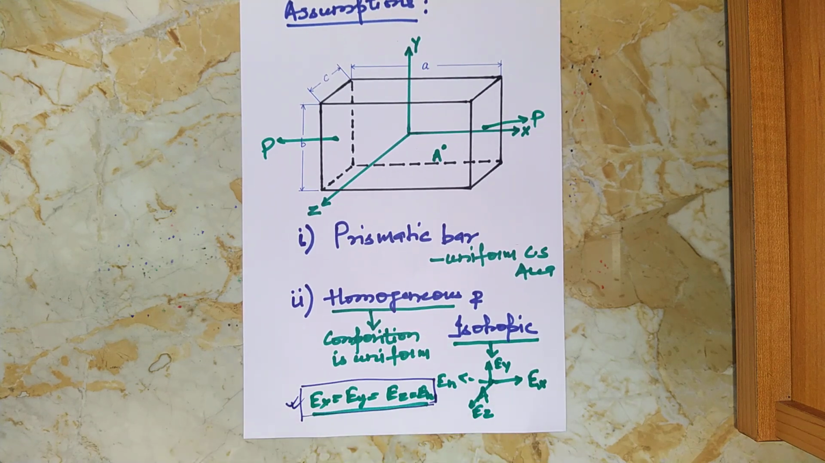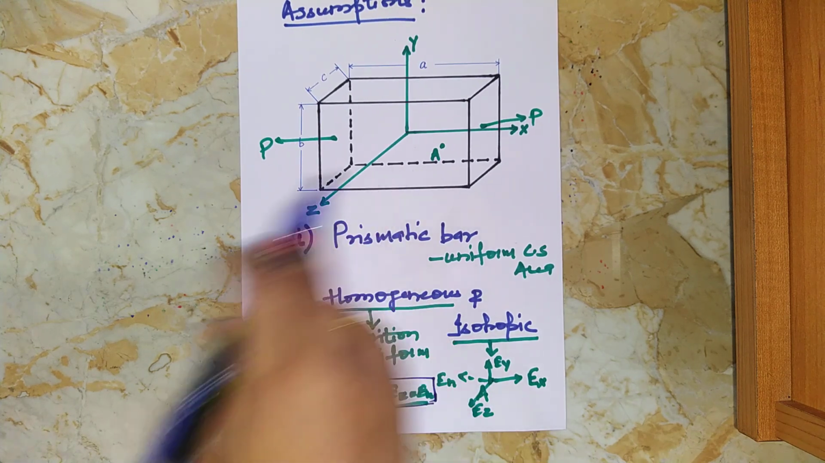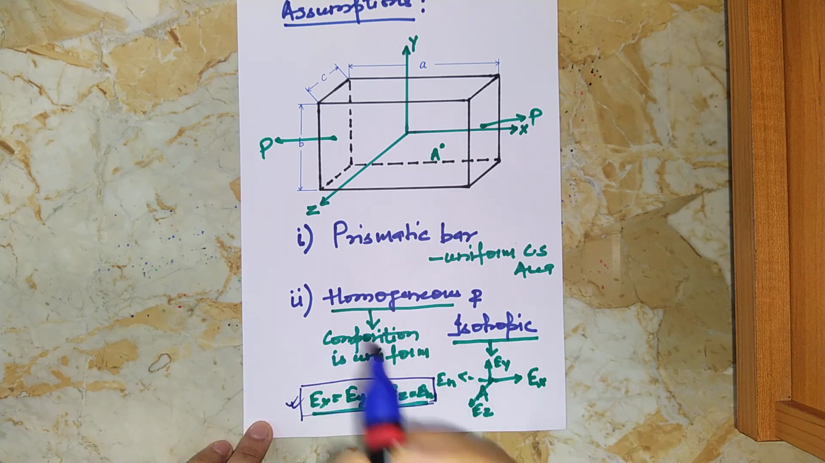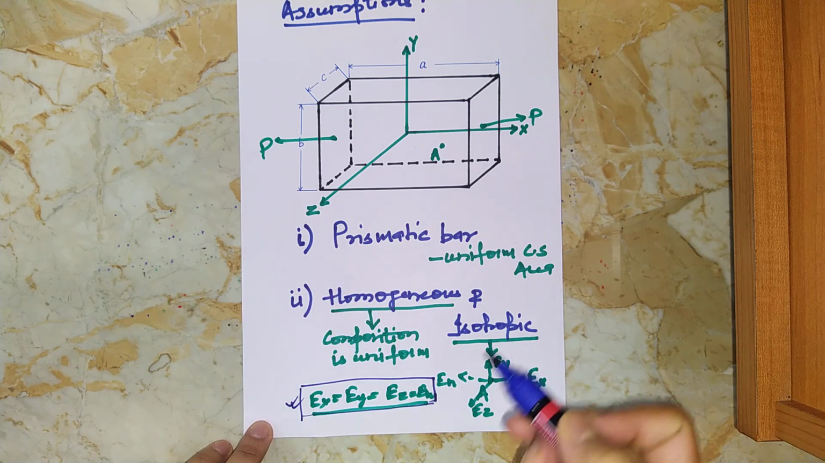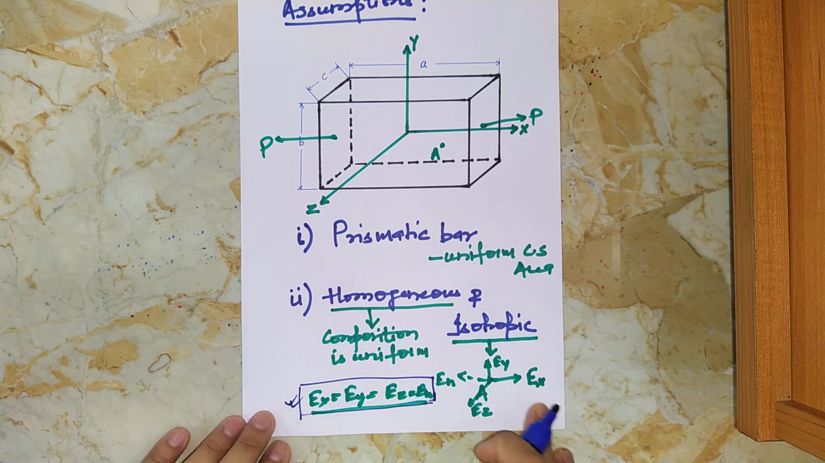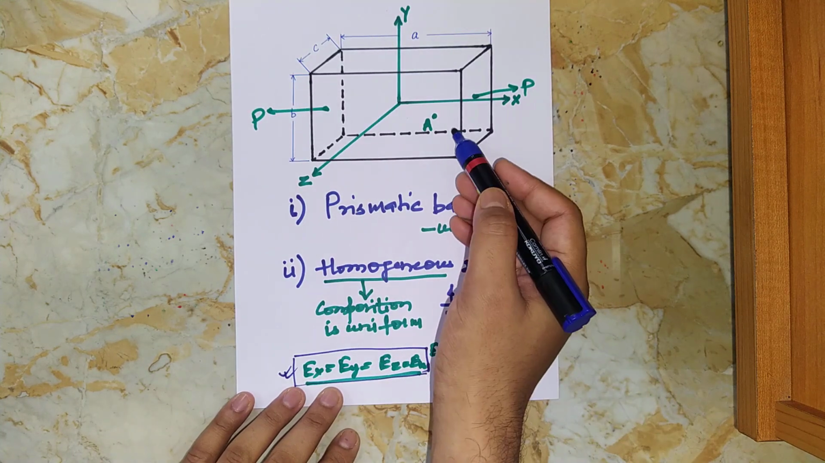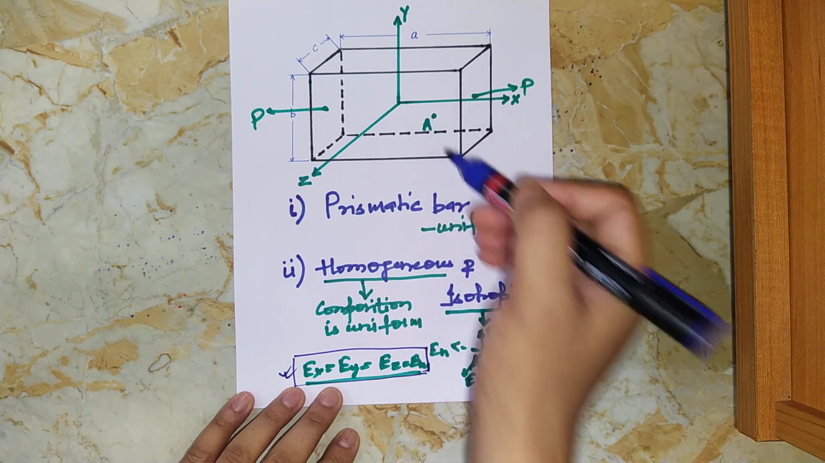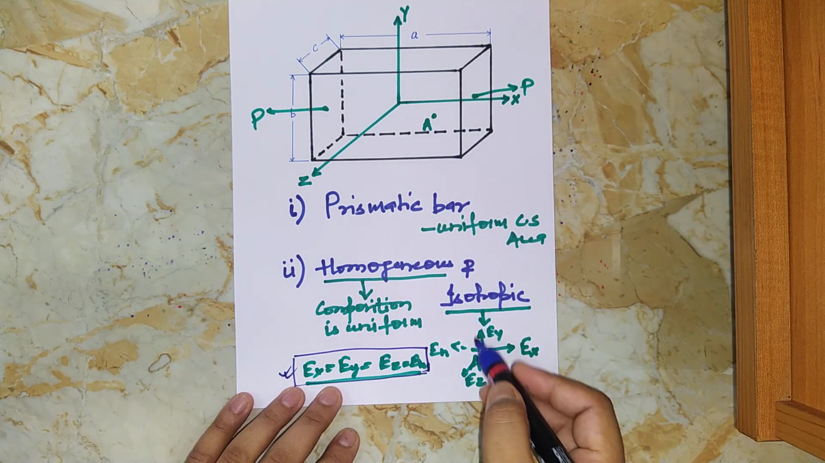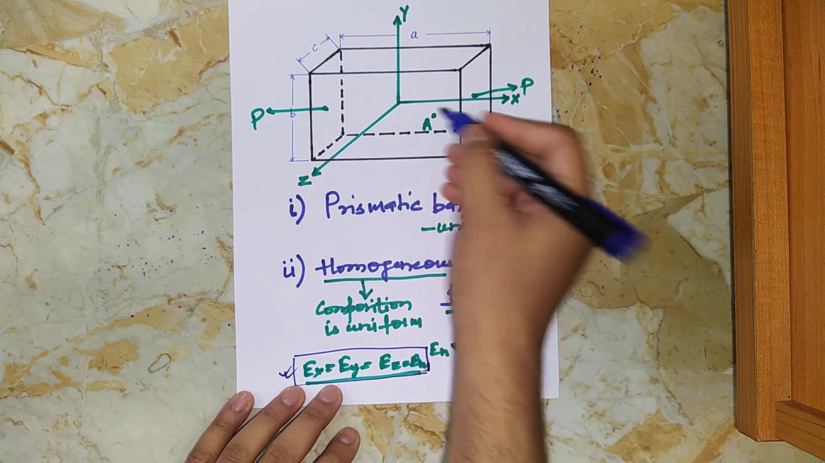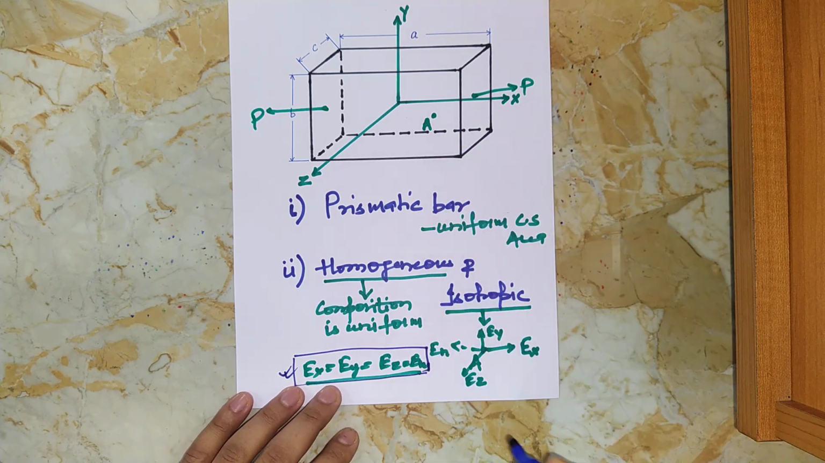The second assumption that we are going to take is that the material we are using in this bar is homogeneous and isotropic. By homogeneous, we mean that the composition is uniform throughout the bar. And isotropic, what does isotropic mean? Isotropic means that at any point within the body, let us suppose at point A, if we take the properties in all the directions, all the properties should be equal. So let us take point A as our point of observation.